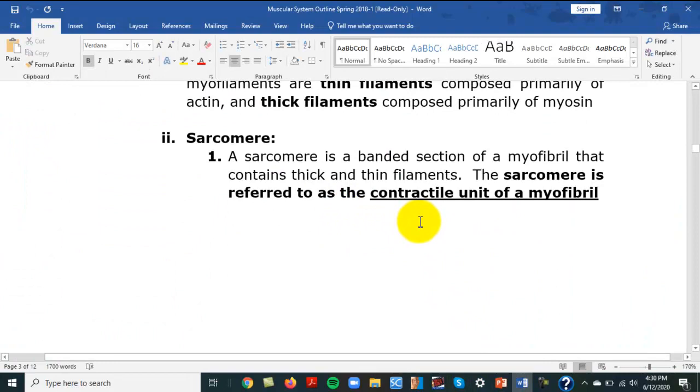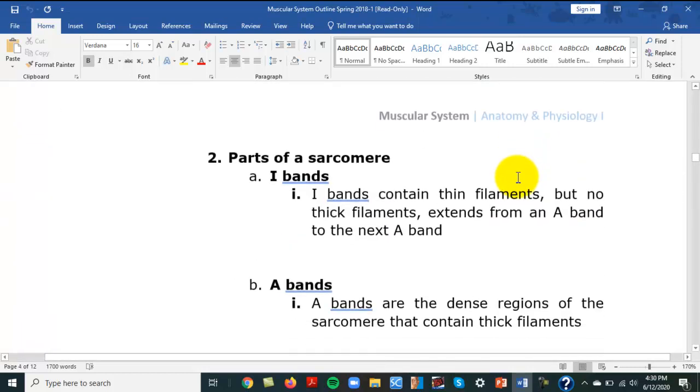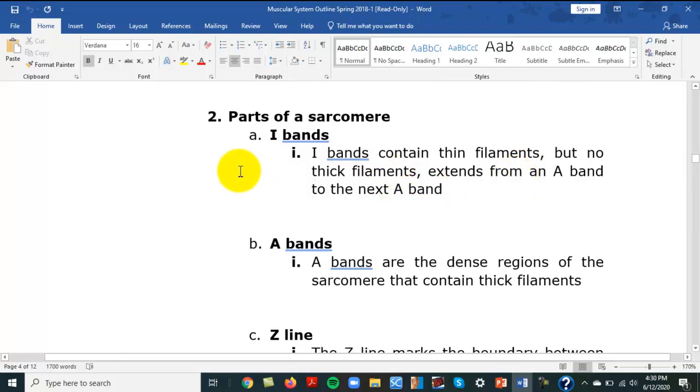Yeah, it is the contractile unit. Like I said, it's called the sliding filament theory, and we'll get to that. But that part shortens, and then the whole muscle fiber, the myofibril, shortens, which leads to the entire muscle fiber shortening. Okay, parts of a sarcomere.